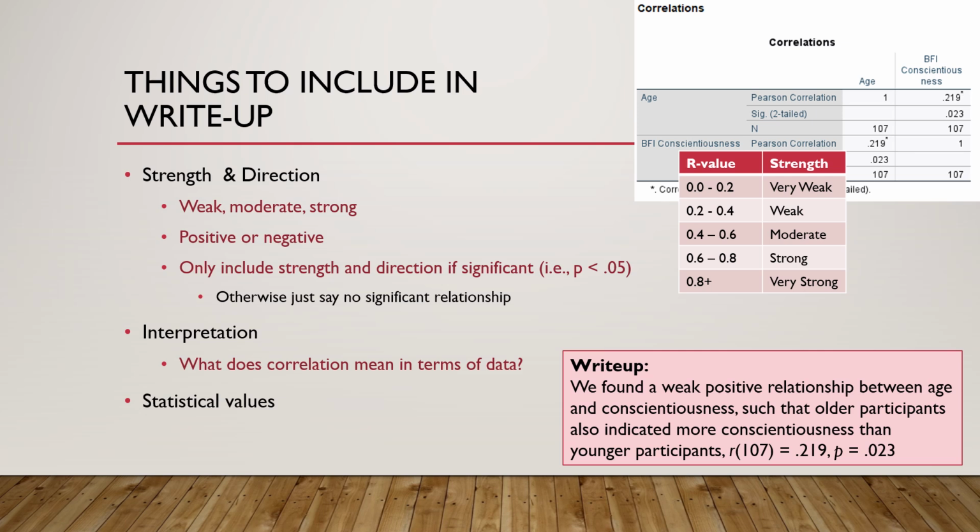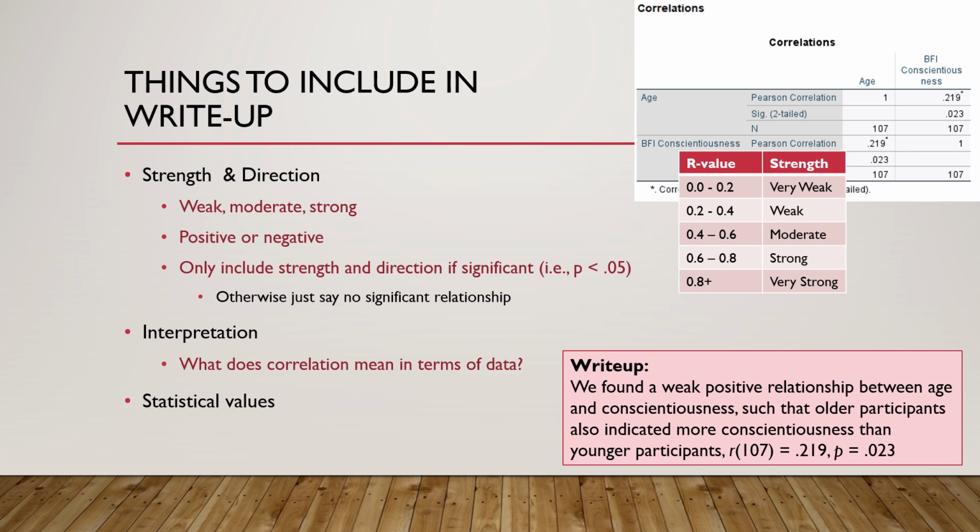You then include an interpretation. What does the correlation mean in terms of the data? So put some context to it. And then you include the statistical values that are taken from your analysis. So for this specific example of age and conscientiousness, we could say, we found a weak positive relationship between age and conscientiousness, such that older participants also indicated more conscientiousness than younger participants. So as one increased, the other increased, and very specific, as age increased, conscientiousness also increased. That's the interpretation. And then we have the statistical values.